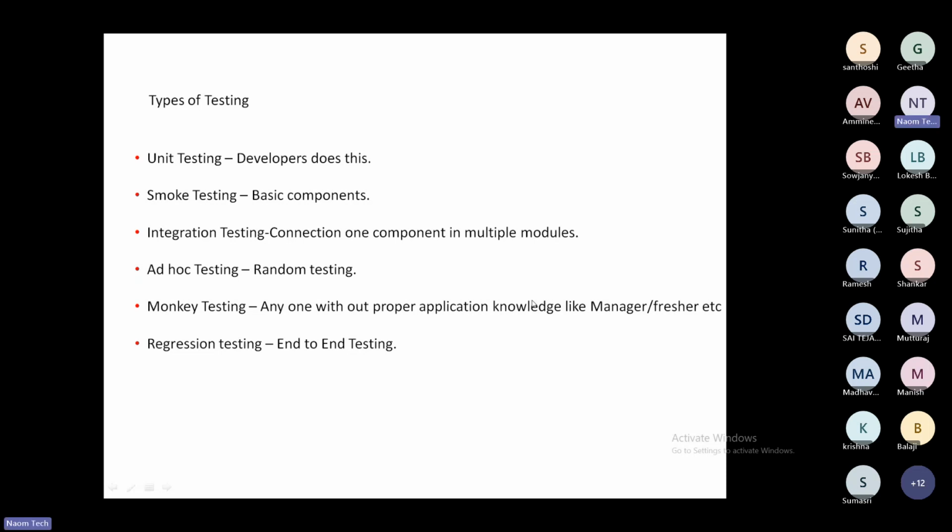What does regression mean? You start from the beginning and you end at the end, and then you do the test closure and come up with all the bugs. That's called regression testing. Understood now? So these are all different types of testing.